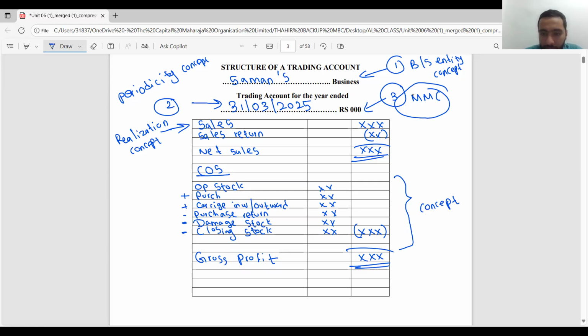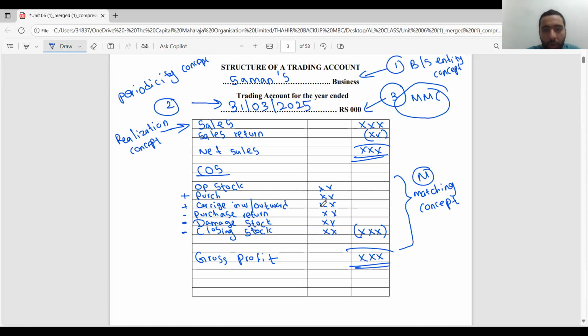Which concept does this cost of sales belong to? Okay, I can give you all a hint. This concept starts with M. Yes, Lakshmi has given the answer, right? Yes, it is. Very good. It is the matching concept, where expenses should be matched with the year and with the income.